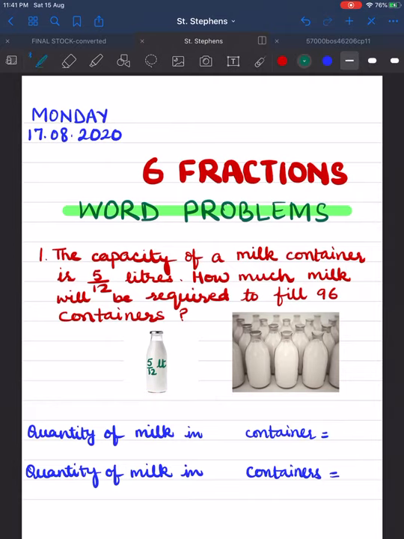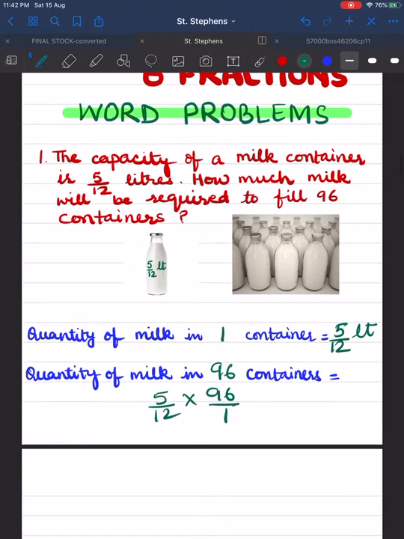So here, quantity of milk in one container is equal to 5 on 12 liters. Now quantity of milk in 96 containers is equal to 5 on 12 multiplied by 96. I hope you remember how to multiply the fractions. So we rewrite by multiplying numerators together upon multiplying denominators together.